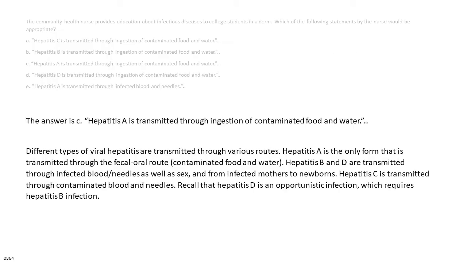The answer is C. Hepatitis A is transmitted through ingestion of contaminated food and water. Different types of viral hepatitis are transmitted through various routes. Hepatitis A is the only form that is transmitted through the fecal-oral route, contaminated food and water. Hepatitis B and D are transmitted through infected blood, needles as well as sex, and from infected mothers to newborns. Hepatitis C is transmitted through contaminated blood and needles. Recall that hepatitis D is an opportunistic infection, which requires hepatitis B infection.